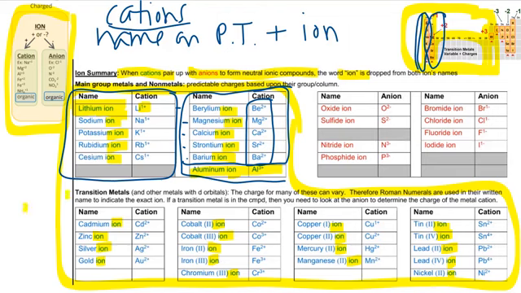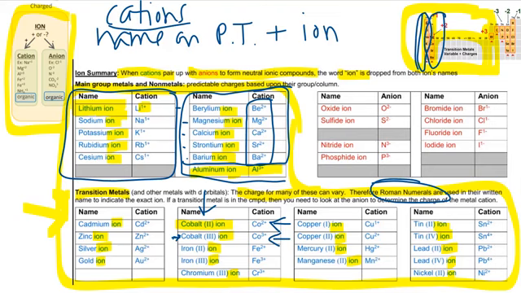Now, when we look down here at the bottom, we have transition metals, and the charges for some of these may vary. So that is why we see a little bit different here. We have some Roman numerals. The Roman numerals are essentially just telling us, so for example, cobalt and then parenthesis 2. So cobalt 2 ion tells me that it is cobalt with a 2+ charge. Or cobalt 3 ion tells me that it's cobalt 3+.